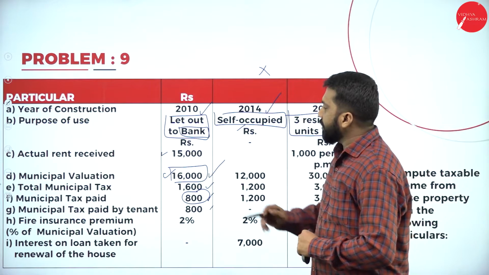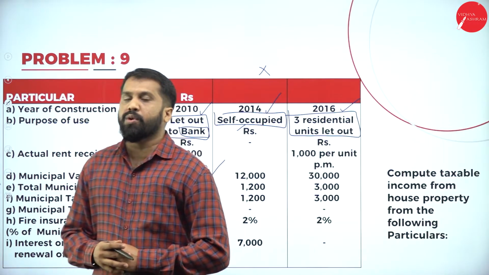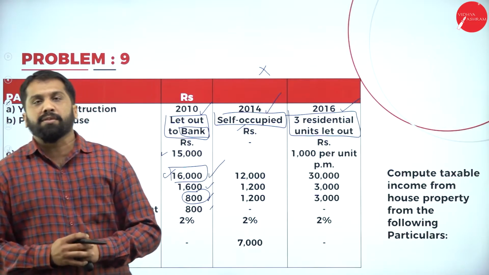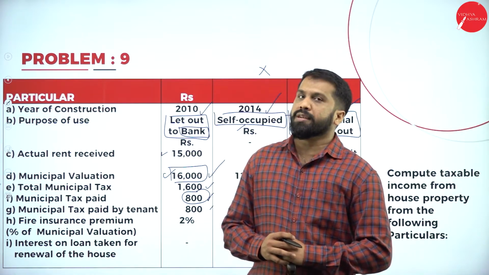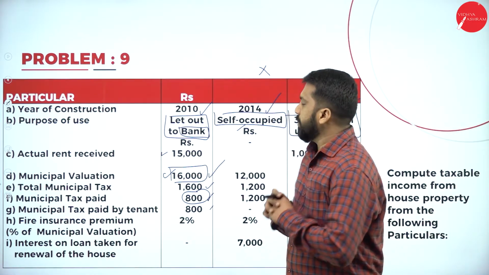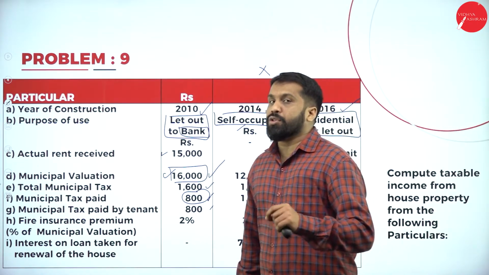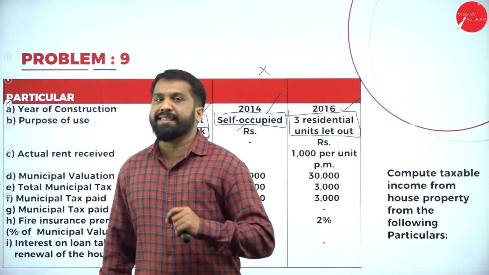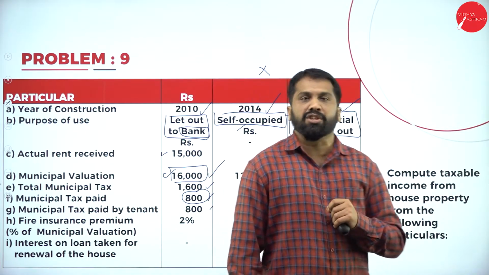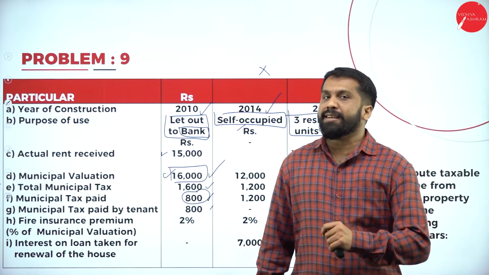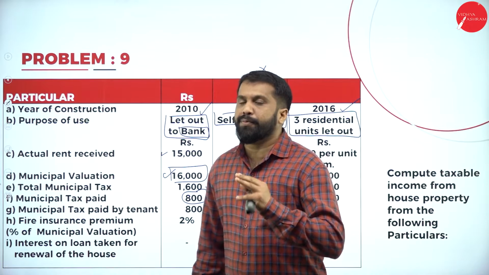Now, from 16,000, you should minus the municipal tax paid by the owner. 16,000 minus 800 will be 15,200. Clear? Yes. Now, once that is done, what is the next procedure? You should go for the standard deduction. What is the standard deduction? The standard deduction is 30% of net annual value.